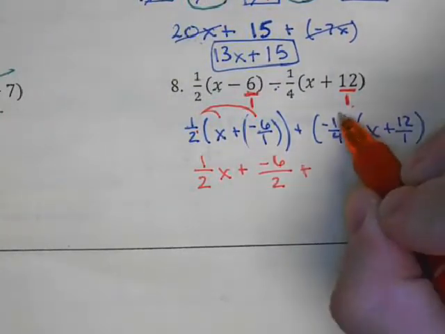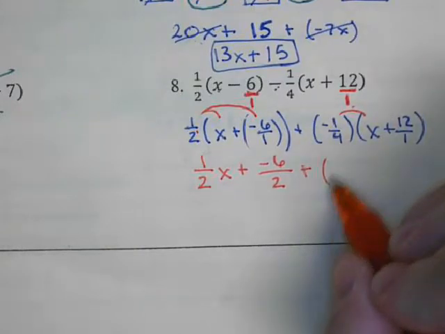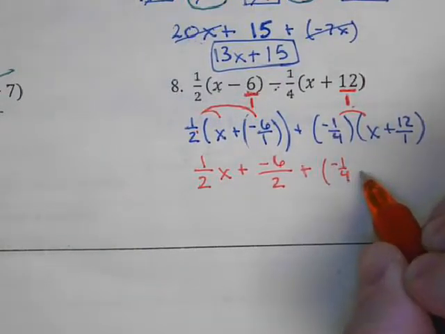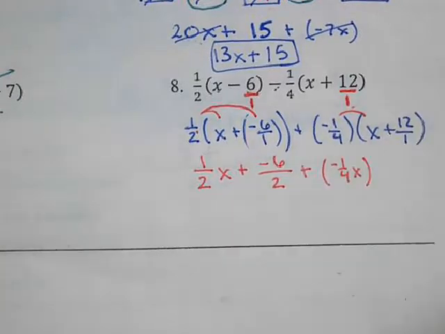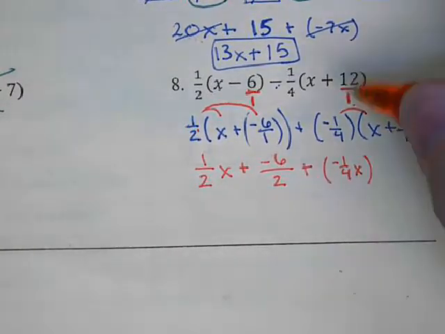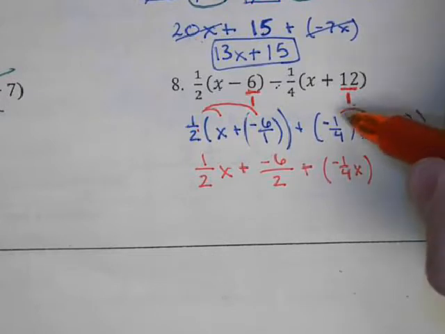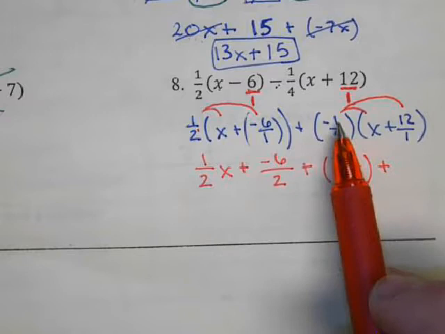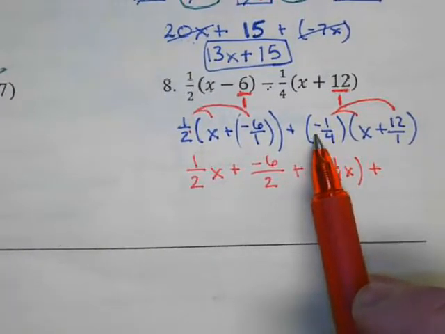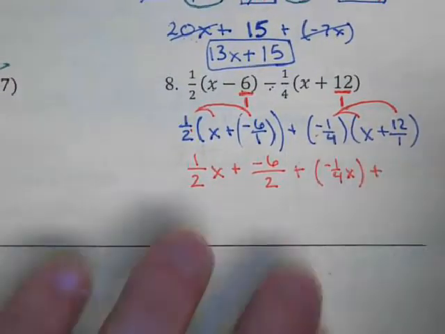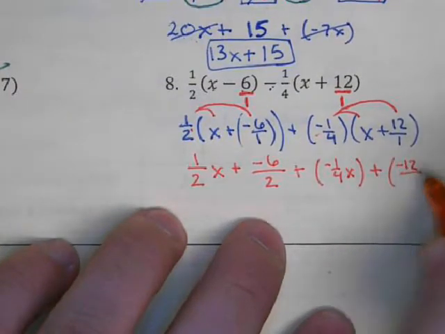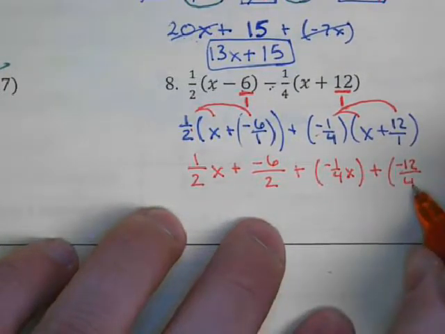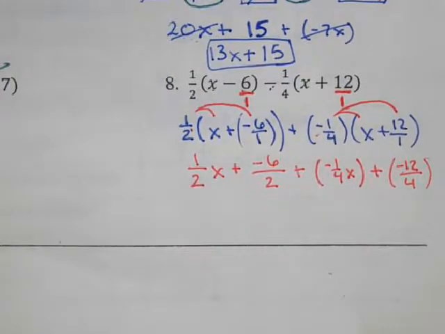Now let's distribute right here. Well, I have a negative 1/4 times x is negative 1/4 x. And then I have negative 1/4 times 12 over 1. So we'll bring our plus sign down, and we'll multiply our numerators together. Negative 1 times 12 would be a negative 12. And then 4 times 1 is 4. Okay, so all I want to do at this point, we have one more step to do. We just want to clean this up by simplifying any of our fractions.